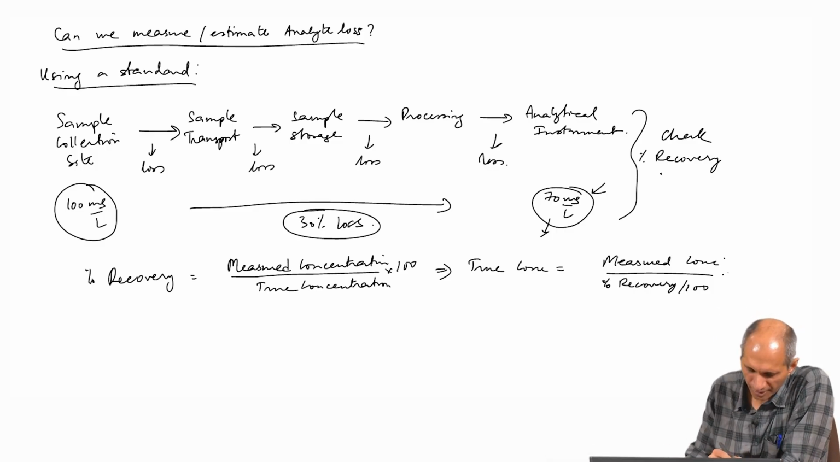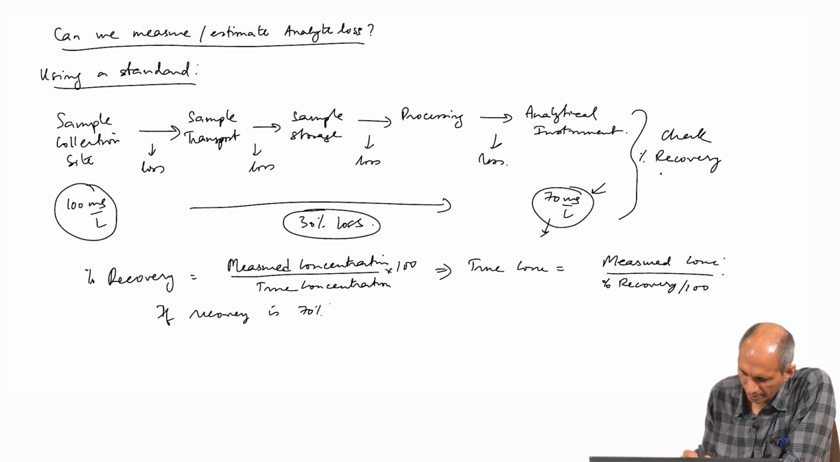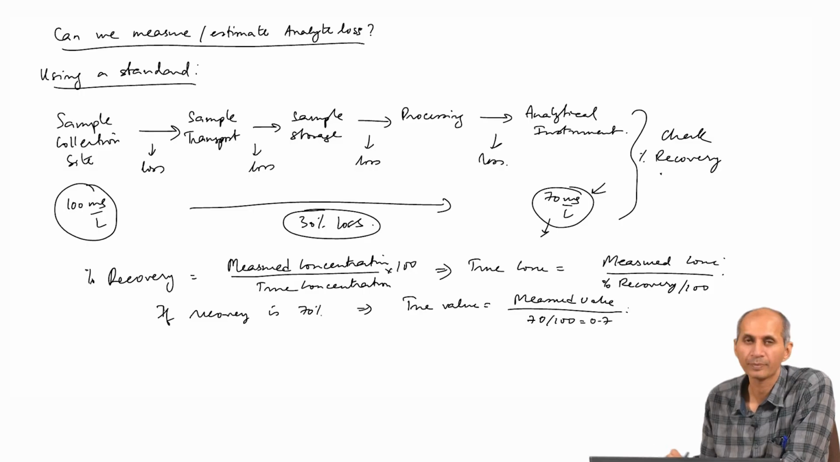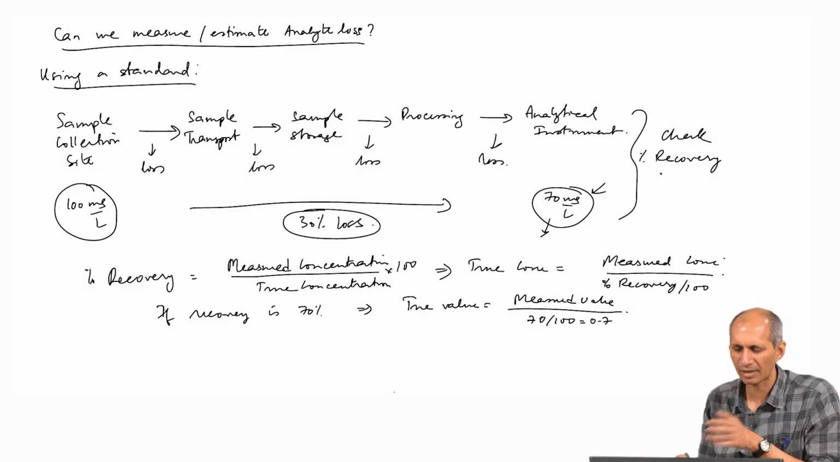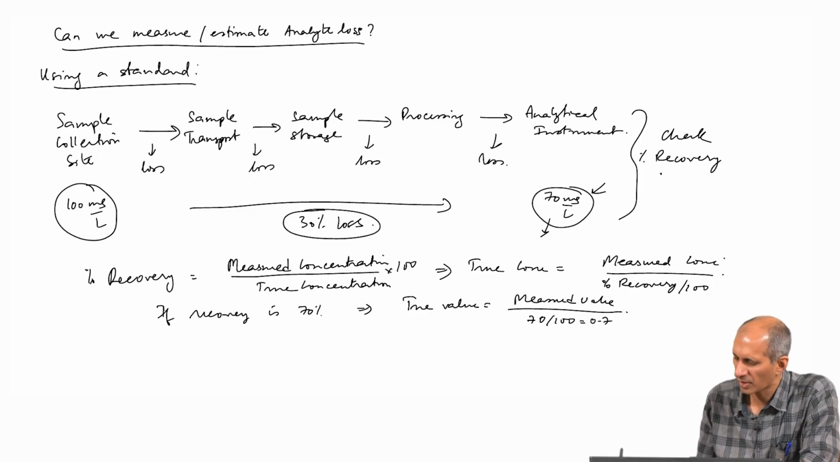So, for example, if recovery, in this case, is 70%, therefore, the true value is the measured value divided by 70 by 100, that is 0.7. This is usually the calculation one does. So, how does one measure the recovery?